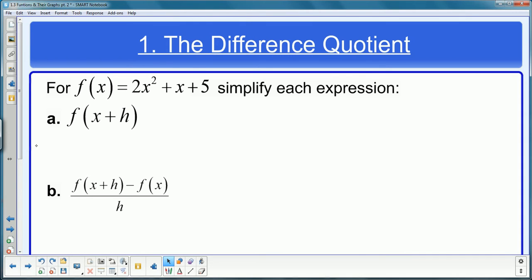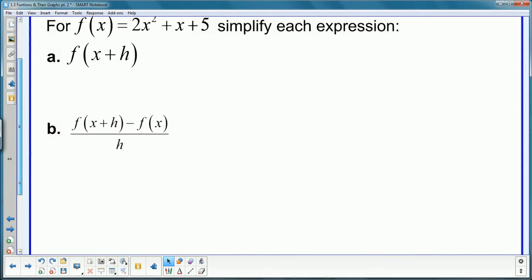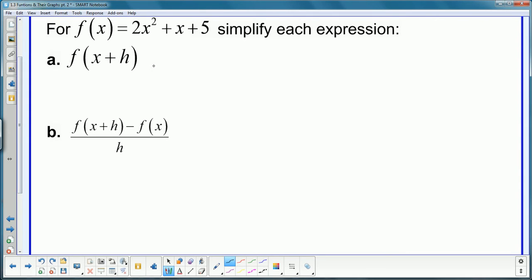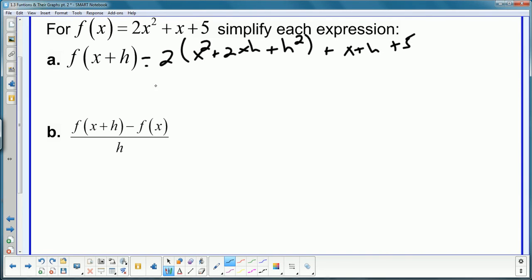Let's see. If we look at another example here, I'm going to plug in my x plus h. I'm going to do this one a little bit quicker. So I'm going to end up with x squared plus 2xh plus h squared again, plus, and this time I don't need the parentheses because it's plus x plus h plus 5. So on my f of x plus h piece, I'm going to have 2x squared plus 4xh plus 2h squared plus x plus h plus 5.